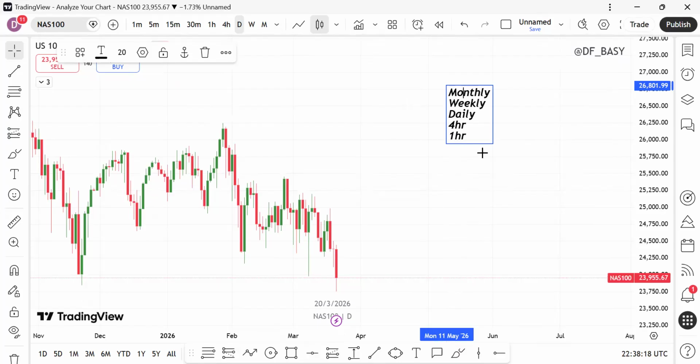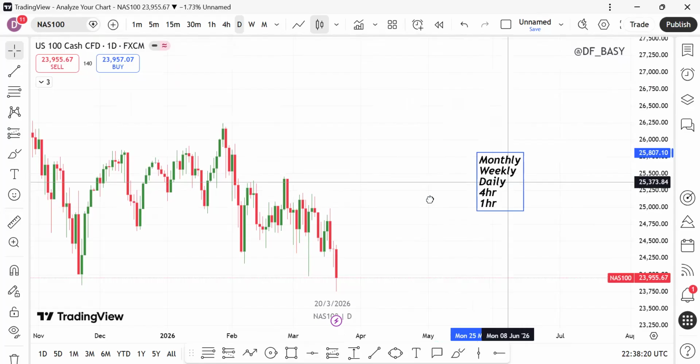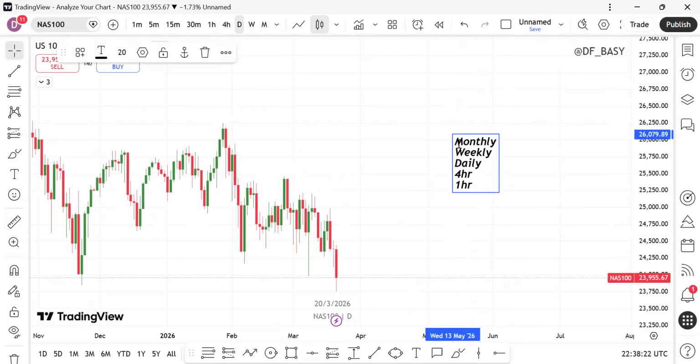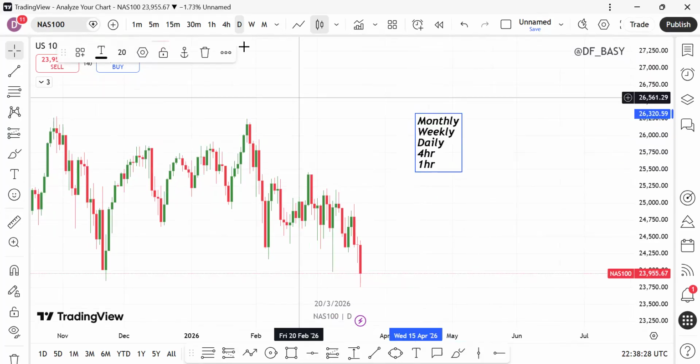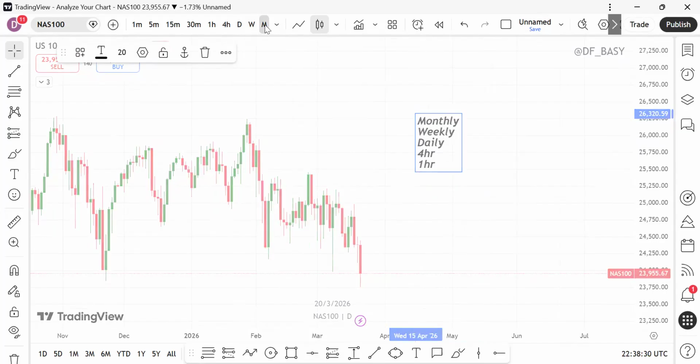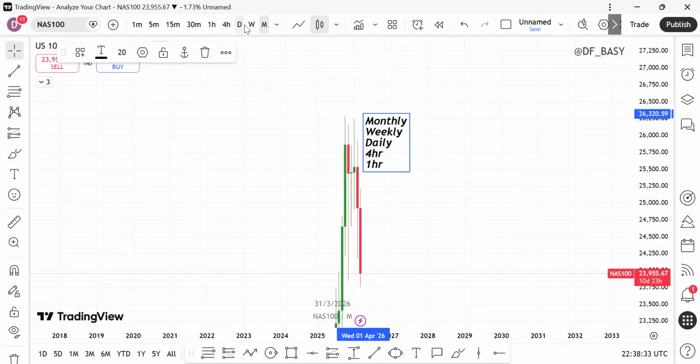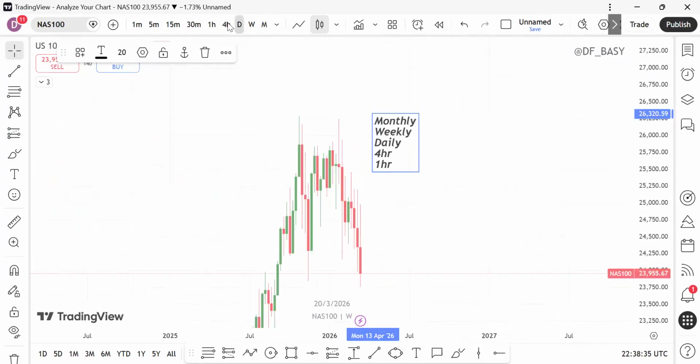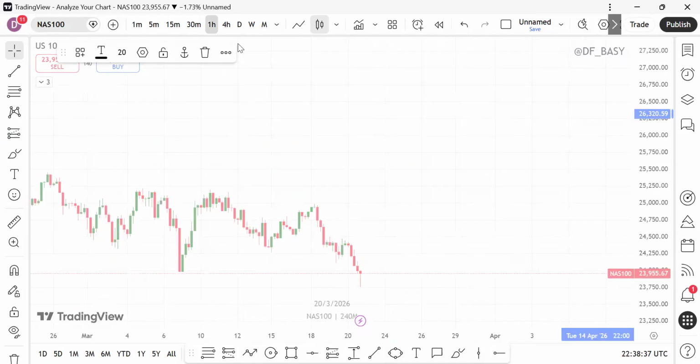So now, all this, I'm sure that most of you watching this by now should know, these are time frames. The monthly, this is the monthly time frame. Then this is the weekly time frame. This is the daily time frame. This is the 4 hour time frame. Then this is the 1 hour time frame.